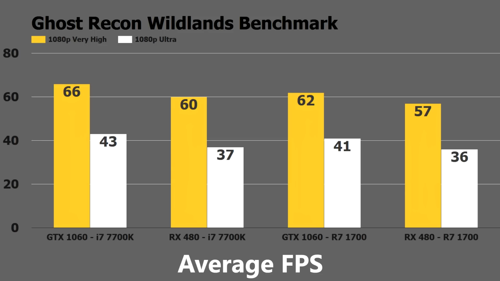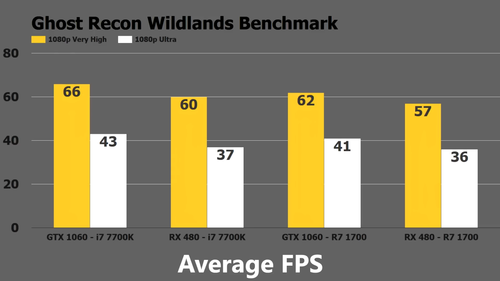And once again, you can see that the 1060 with the 7700K takes the lead as the best configuration at 1080p very high, getting an average of 66 FPS, and very high is the preset I would recommend most people out there to probably run at if you're trying to get a smooth 60 FPS in this game, or maybe even lower than that depending on what graphics card you're using.